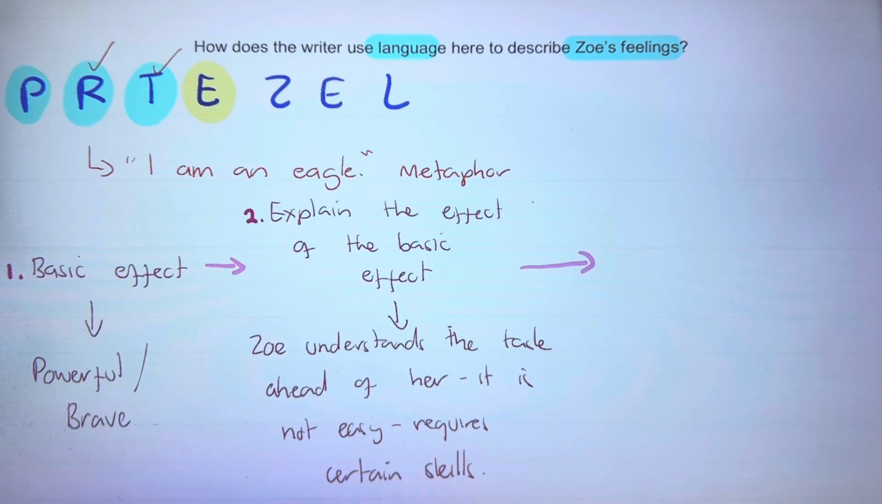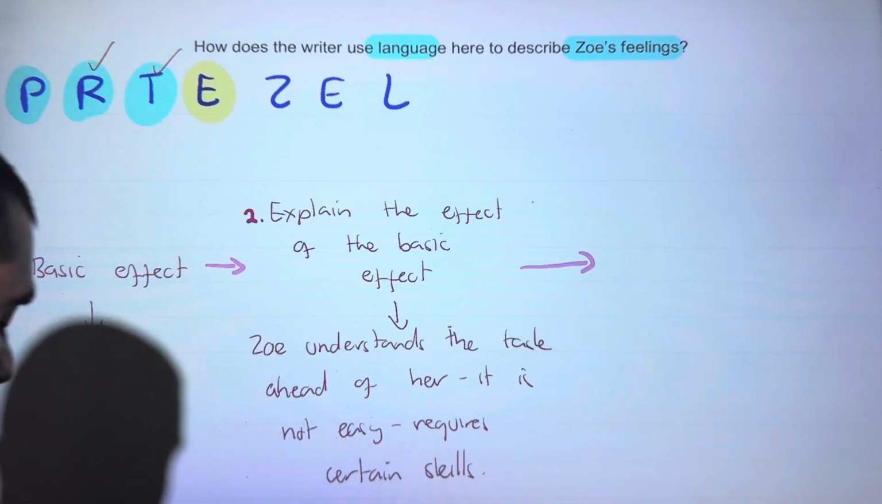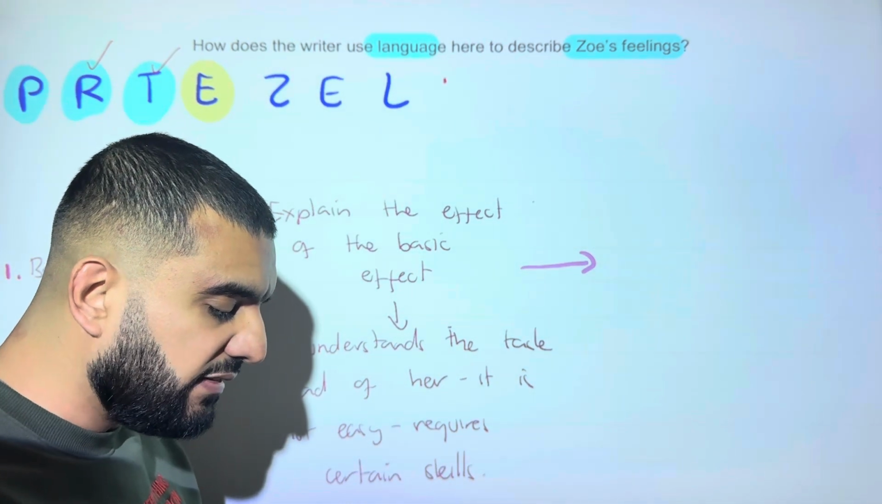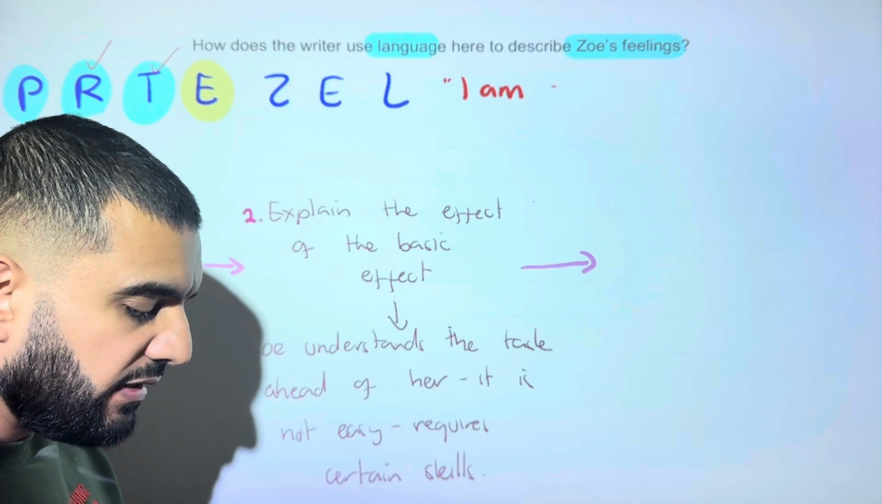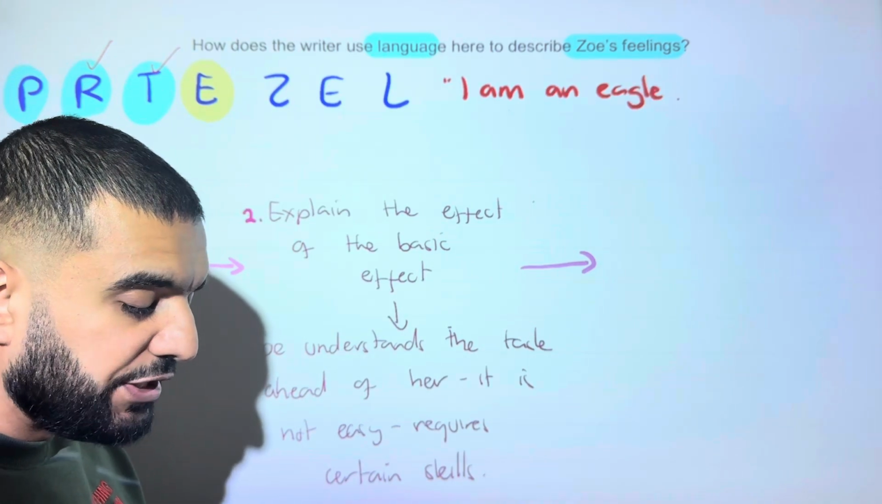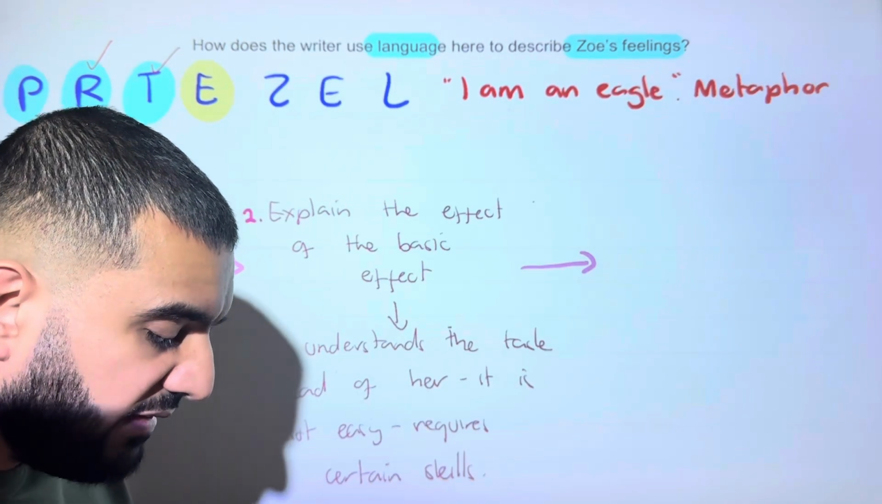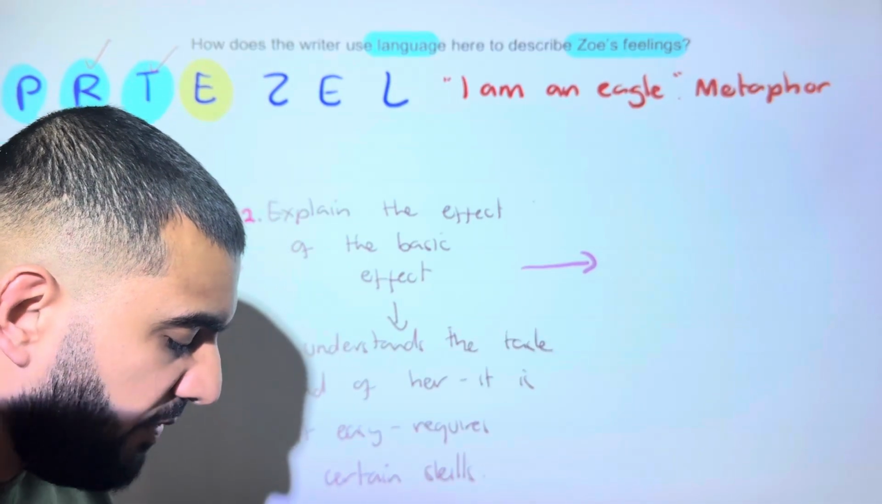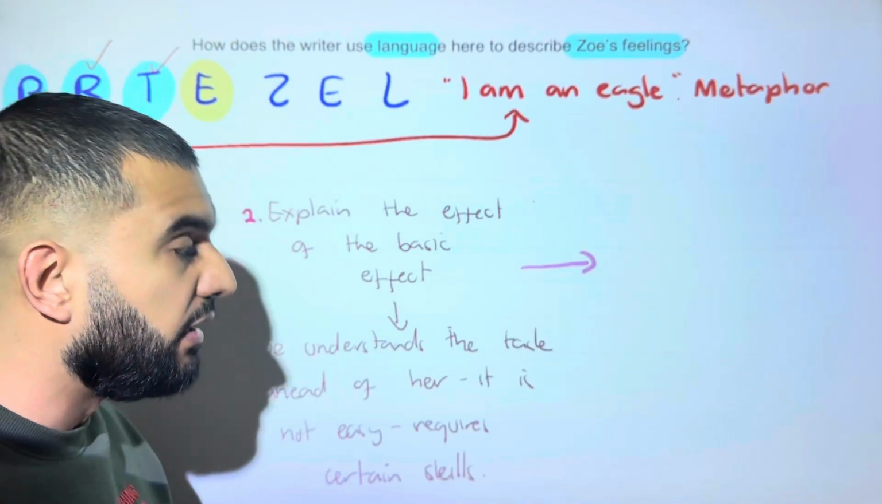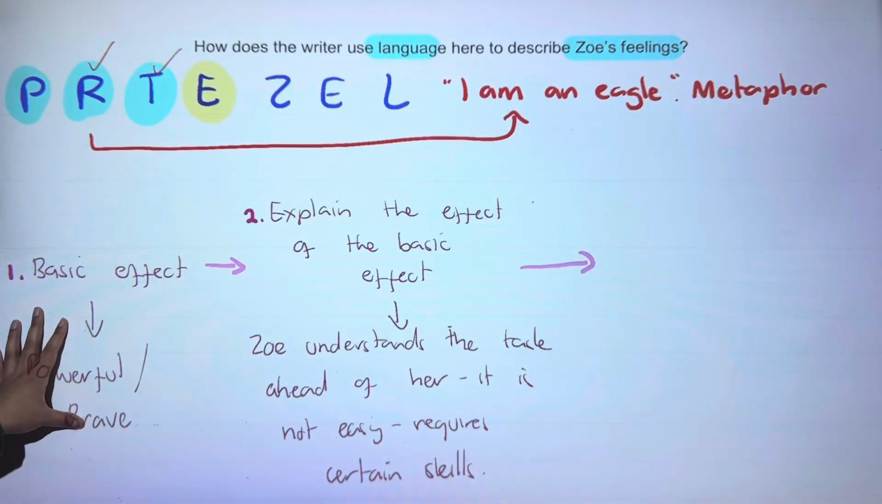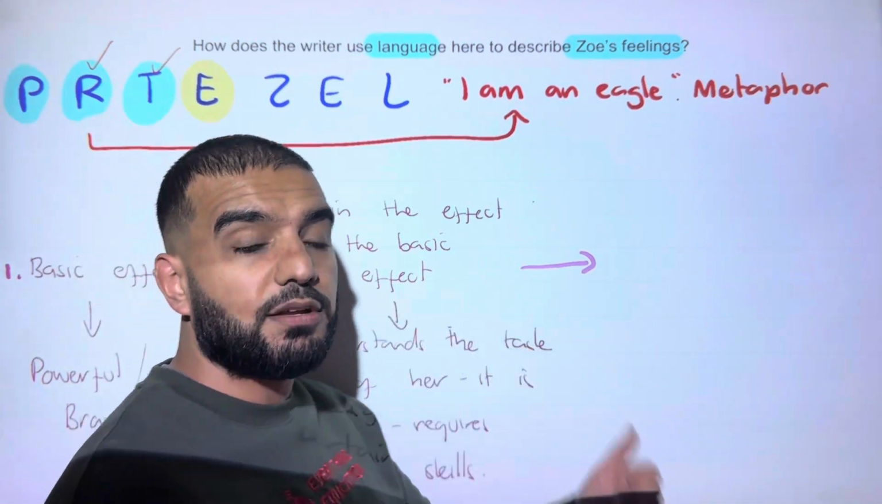The second effect that we're finding, guys, is that because Zoe is powerful, because Zoe is brave, she's not about to eat lunch. She's not about to watch a YouTube video. She's not about to go for a jog. She understands, guys, she understands the task at hand. She understands what it will take from her and that she will need certain skills. Hence, she's comparing herself to an eagle. So that's my basic effect and the explanation of my basic effect complete.